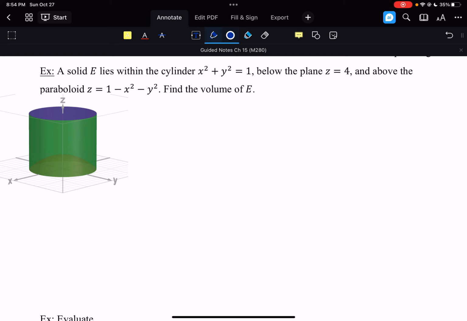If you can see here, it's kind of tucked away behind the green here, but you can see this surface down there. That's the paraboloid down in there. So we formed a surface down here. The plane is up here, cutting off the top. That's z equals 4. And then the cylinder is going around it right now. So we're looking to find the volume of that solid in there.